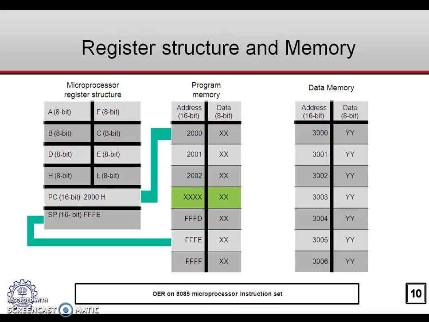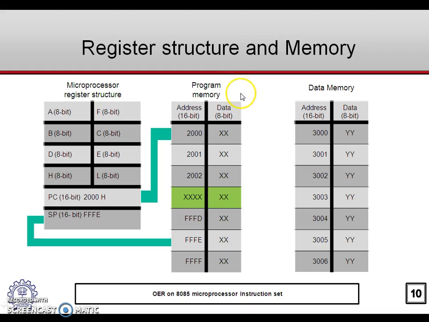Register structure and memory. Here, these are the registers of the 8085 microprocessor. They can be used in pairs, that means B and C, D and E, H and L. But we cannot use D and L as a pair. We cannot use B and E as a pair. And these are the 16-bit registers.